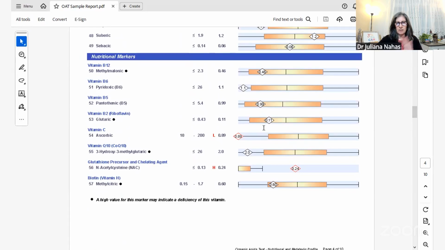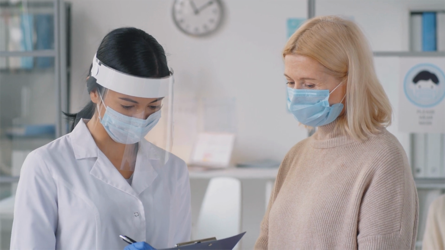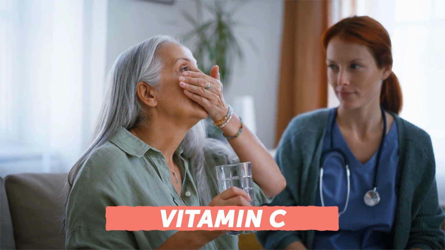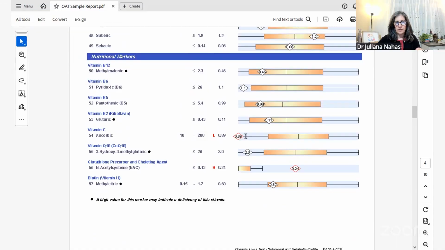You have to look at each marker on its own to assess, is it adequate or not adequate? And almost every patient I test, unless they just took vitamin C before getting the urine sample, their vitamin C levels are going to be low. So that does not represent a true nutritional deficiency. It's just that we process vitamin C so quickly out of our body that it doesn't hardly ever show up in your urine. So just FYI, don't panic if you see a low vitamin C marker here.